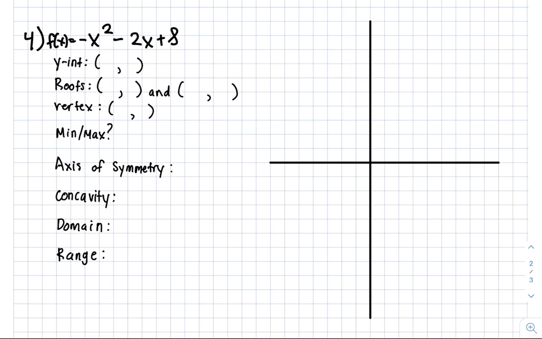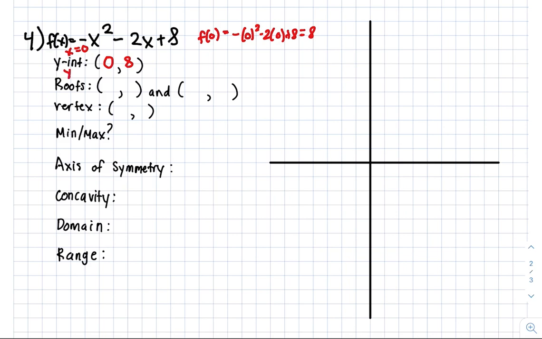Okay, so for this one, for y-intercept, you know x is equal to 0, right? So let's substitute in that. F of 0 is going to equal negative 0 squared minus 2 times 0 plus 8, which is simply 8. So you know your x value is 0, and our y value we just found was 8.